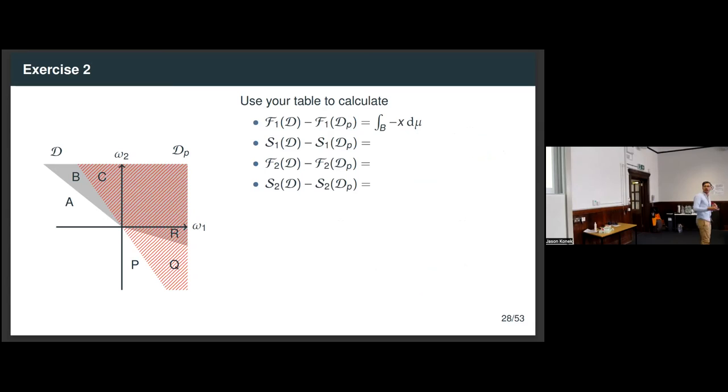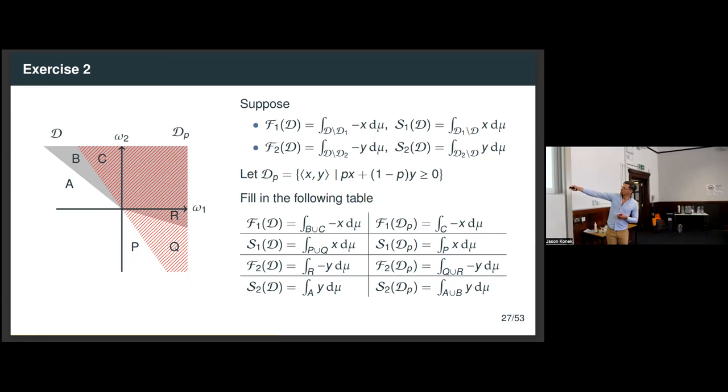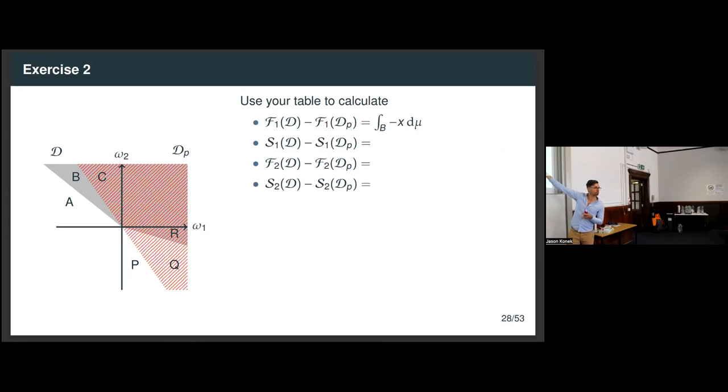Now use that table that you had to tell me the difference between the type one and type two errors at the respective worlds of our two models. So here it was the difference between these, this minus this. We're integrating the same thing, but we're taking out the penalty that you get in region C. So we're just integrating over region B. Do that for the rest of it. You will, at the end of this, have proved a particular instance of something general about these kinds of sort.